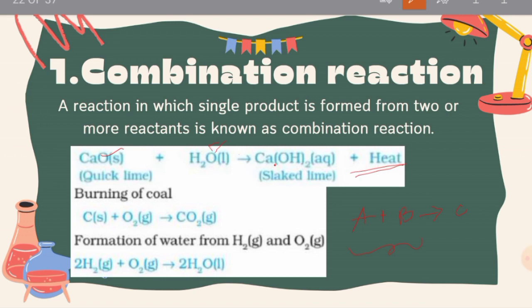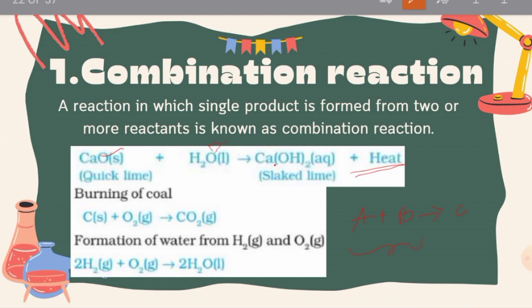Then burning of coal is also a combination reaction. Coal is carbon, plus oxygen gives rise to carbon dioxide. And formation of water from H2 and O2, that is H2 plus O2 gives rise to H2O. So these are some of the chemical reactions which come under combination reactions.